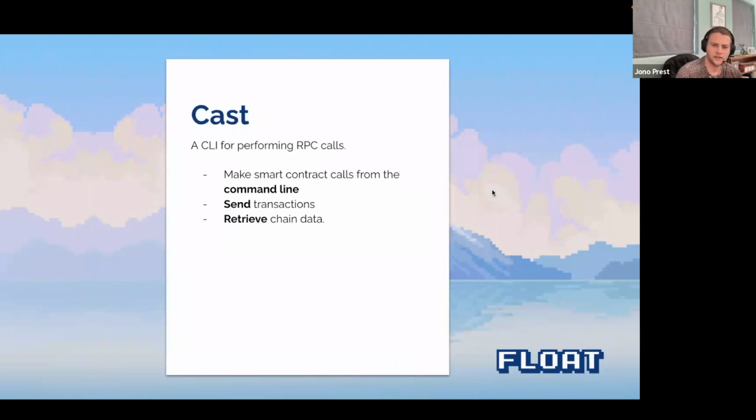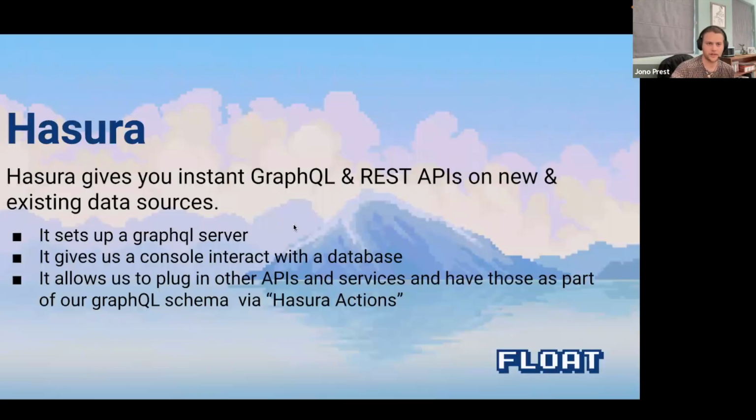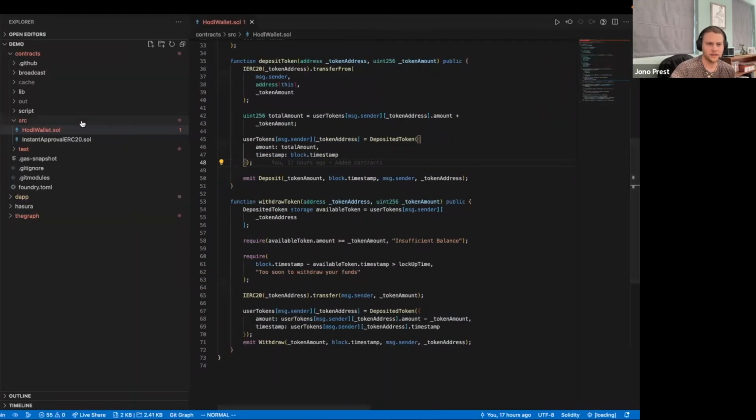And then Cast is just a CLI for performing RPC calls. So you can make your contract calls from the command line. You can send transactions and retrieve chain data all from your terminal. Cool. Okay, so let's quickly take a look at some of these tools now.